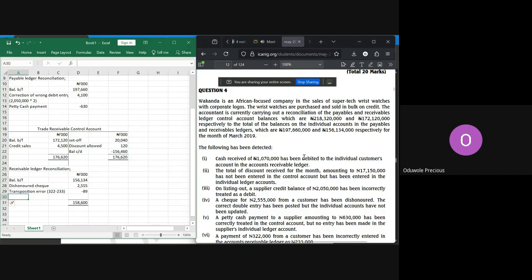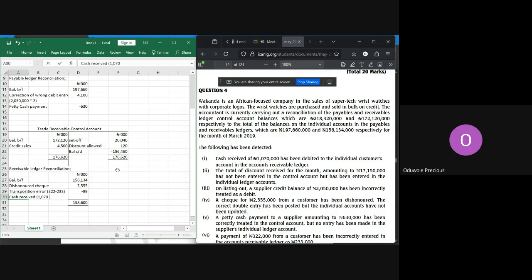Cash received is supposed to reduce your debt. So that means you are supposed to have credited it in the receivables ledger, but then I said they debited it. That was a mistake. So you want to correct the mistake now. How will you correct that mistake? It's the same way as you corrected this one.